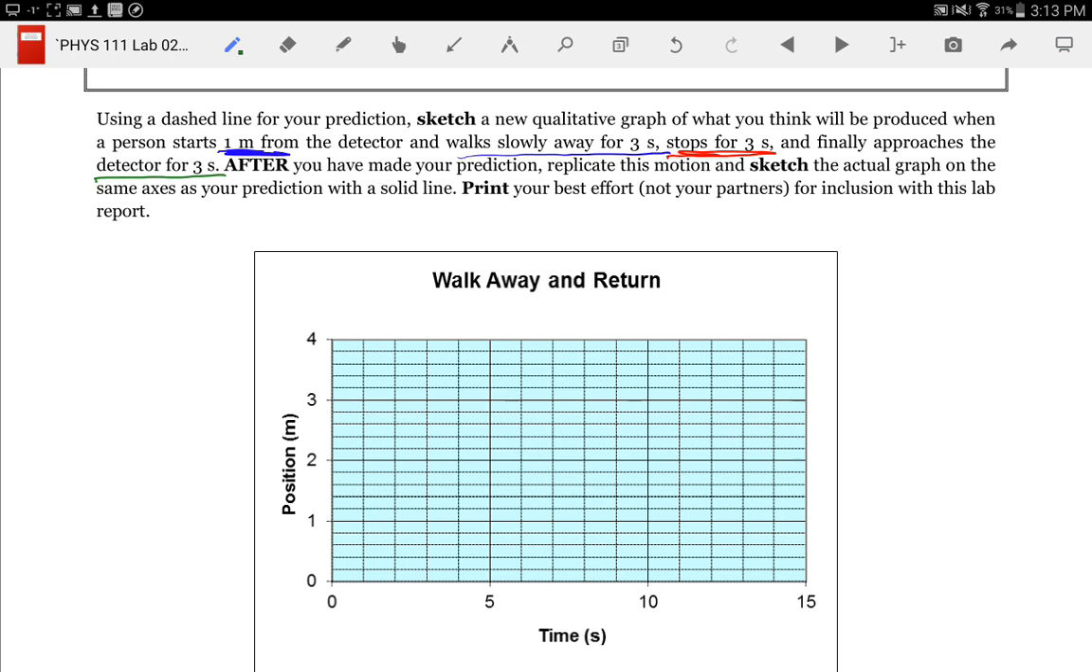Question? Are you sketching on the lab because it's not up there? All this.